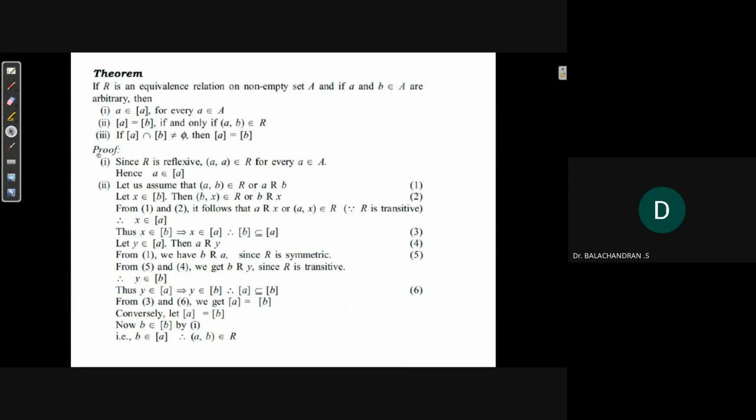Next, the last one we already discussed. So what is the last one? If equivalence class of A intersection equivalence class of B is not equal to empty, which means they have a common element, then they should be equal. So how is it true? You can see here.